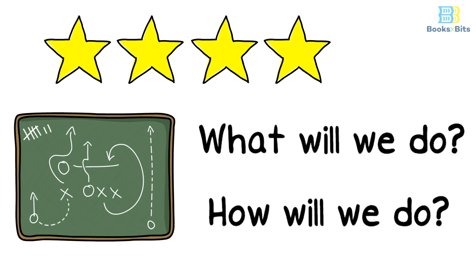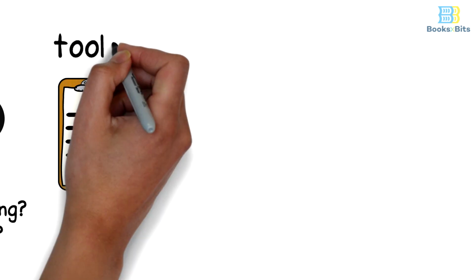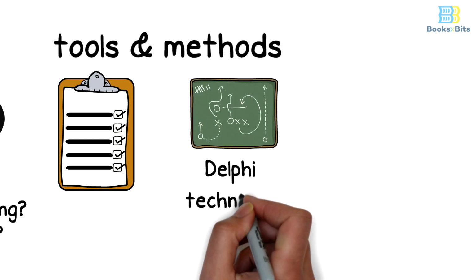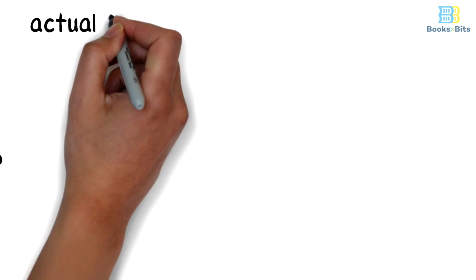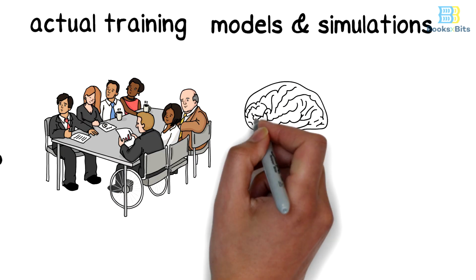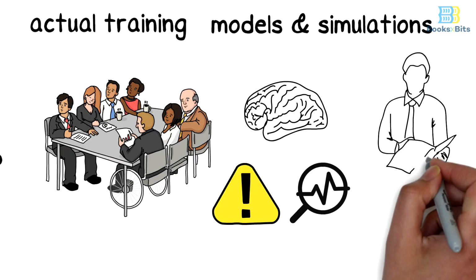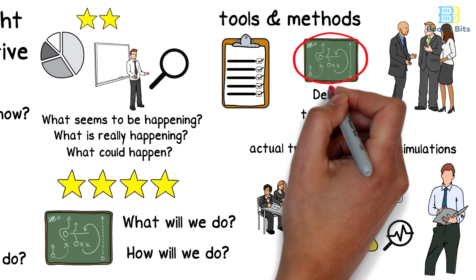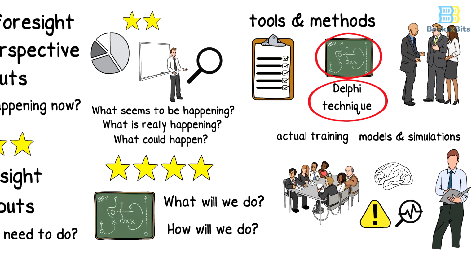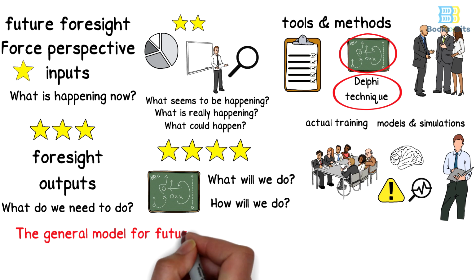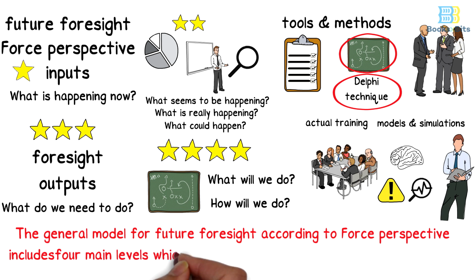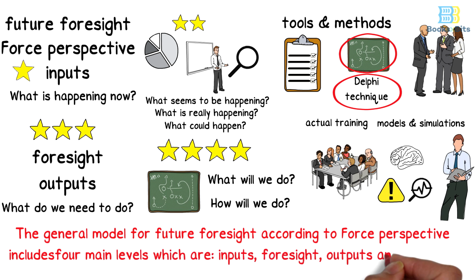The foresight process can be implemented by applying a set of different tools and methods. The most important ones are scenario design, Delphi technique, experts consultation, actual training, models and simulations, brainstorming, mental maps, risk analysis, hypothesis study, and many more. In this summary, we will focus on scenario design and the Delphi technique. Bit to remember, the general model for the future foresight according to Force perspective includes 4 main levels, which are inputs, foresight, outputs, and strategy.